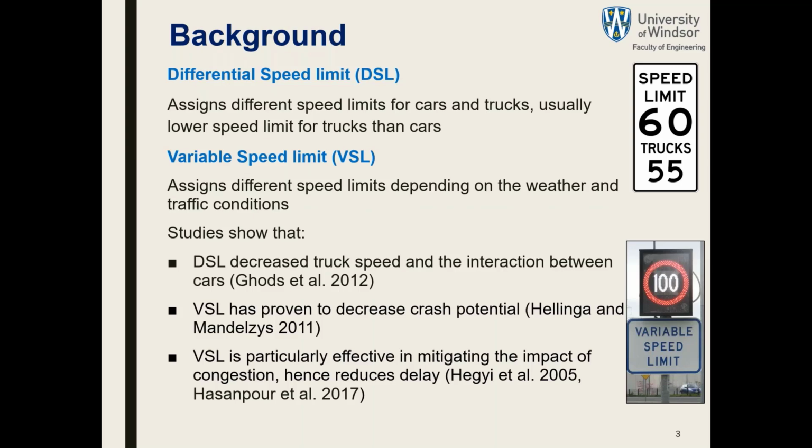So, numerous studies have been conducted to develop effective speed control strategies to improve road safety and traffic operation. Such strategies are the differential speed limit and variable speed limit. The differential speed limit assigns different speed limits for cars and trucks, usually a lower speed limit for trucks than cars. And the variable speed limit assigns different speed limits depending on the weather and traffic condition. Usually, speed limits are displayed in this strategy on dynamic message signs called DMS. Those dynamic messages help drivers identify upcoming events and reduce their speed in advance. Studies have shown that DSL and VSL can improve traffic performance.